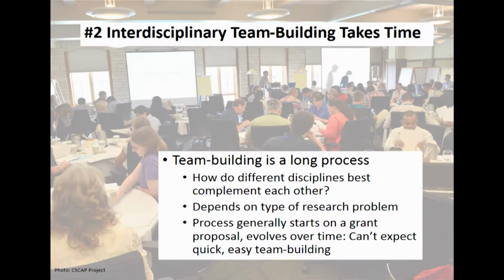Another complicating factor is that interdisciplinary team building takes time. It's part of the difficulty, but we don't have time generally, and time is a very precious commodity for us, and so taking the time to build those teams is hard. And it's not necessarily obvious how different disciplines best complement each other, particularly when we're talking about social and natural sciences. And so the process can generally start with the grant proposal.